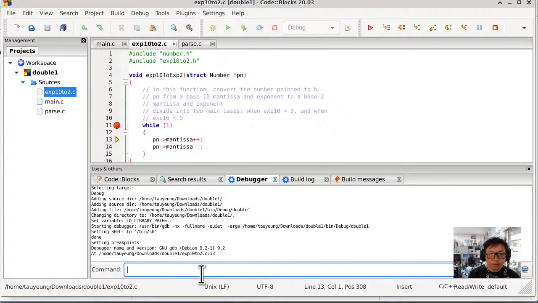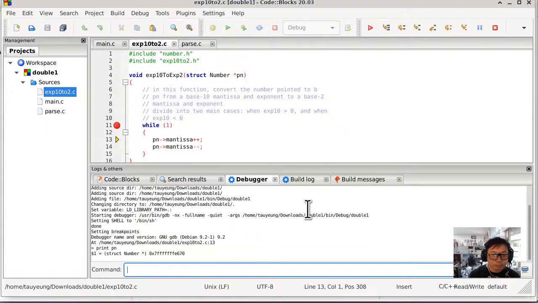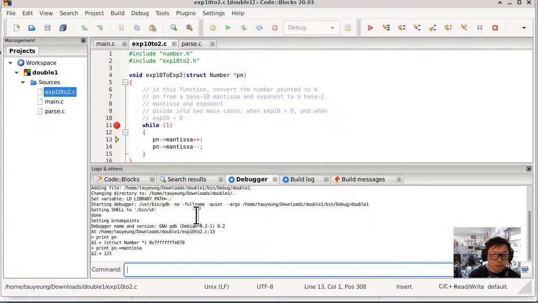So at this point, you can use any command in GDB. You can go to Google and look for GDB commands, or you can just use the ones that I have already introduced in this class. Okay, so the first thing you can do is to say, I want to print what is the parameter pn. It shows you that pn is a struct number pointer, and this is the address. Now that doesn't show us much, right? So what you can also do is to say, I want to know what is the value of the member mantissa inside the structure that pn is pointing to. Okay, and it's going to show you exactly that.